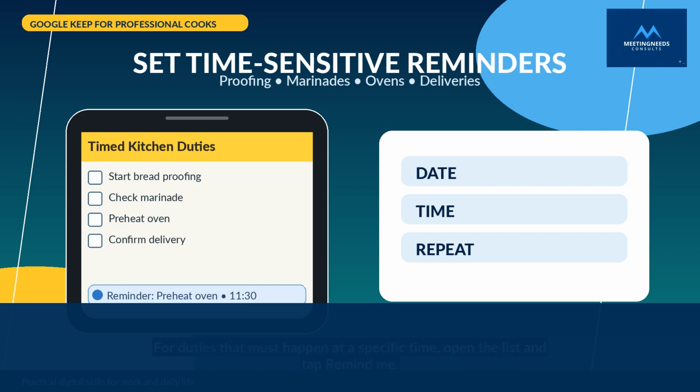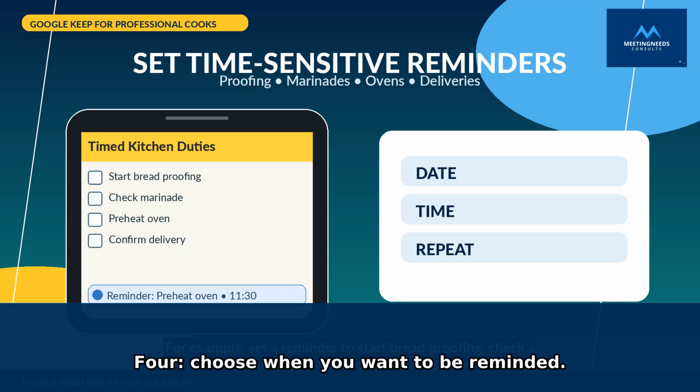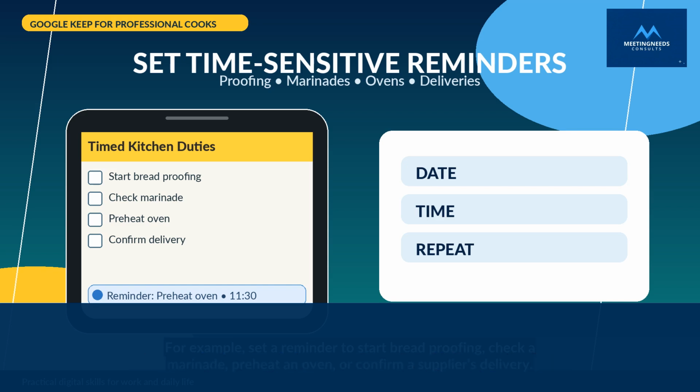How to set a reminder. 1. Open the checklist. 2. Tap the bell or remind me icon. 3. Select pick date and time. 4. Choose when you want to be reminded. 5. Select whether the reminder should repeat.